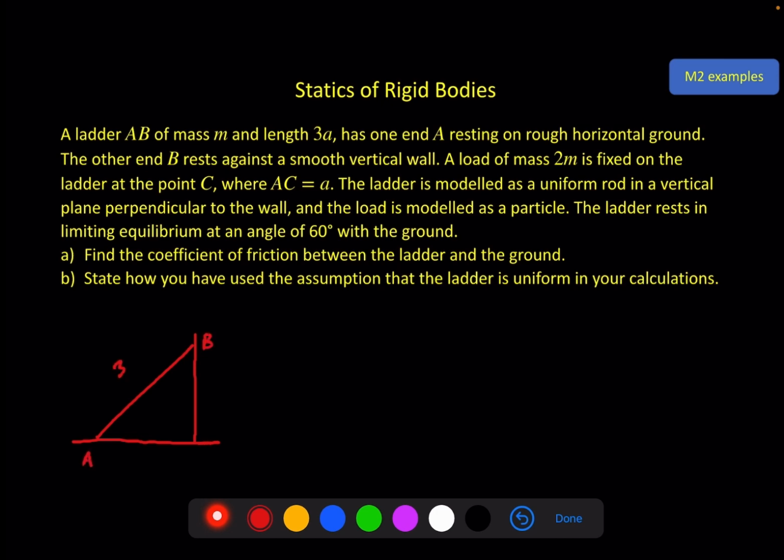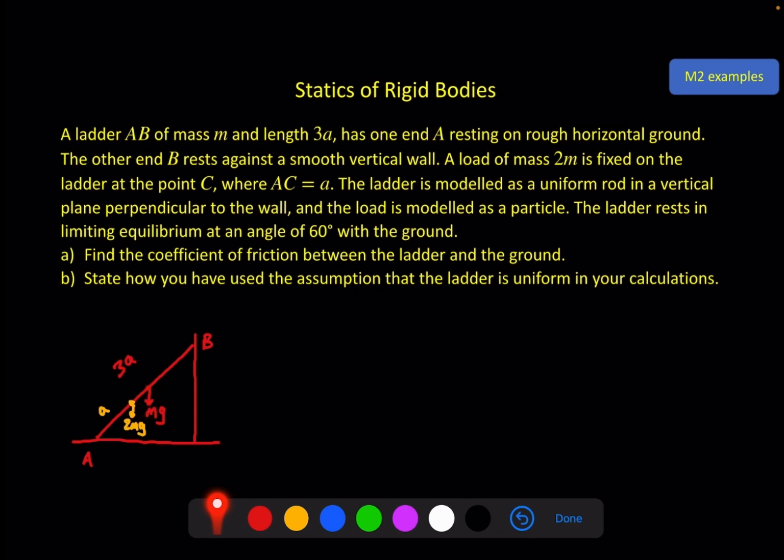The length is 3a, and it has mass m, which I'm going to assume acts at the center point. A load of mass 2m is fixed on the ladder at the point C, where AC is equal to a. So about a third of the way up. Here, this is 2m mass, and the distance there from A is little a. The ladder is modelled as a uniform rod. That's good, that means that my center point for the mass here was okay.